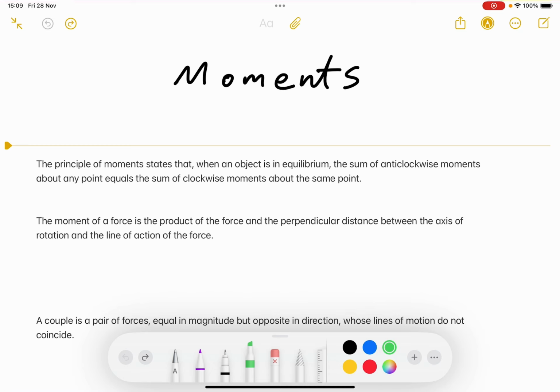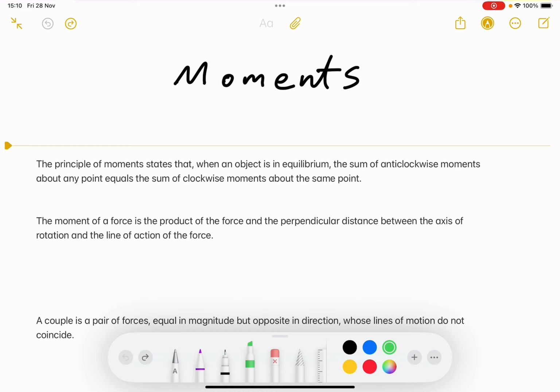Principle of moment states that when an object is in equilibrium, the sum of anti-clockwise moments about any point equals the sum of clockwise moments about the same point. I think you can write that faster. Principle of moments states that when an object is in equilibrium, the sum of clockwise moments is equal to the sum of anti-clockwise moments about any point. We use that quite a lot, so that'll be okay.